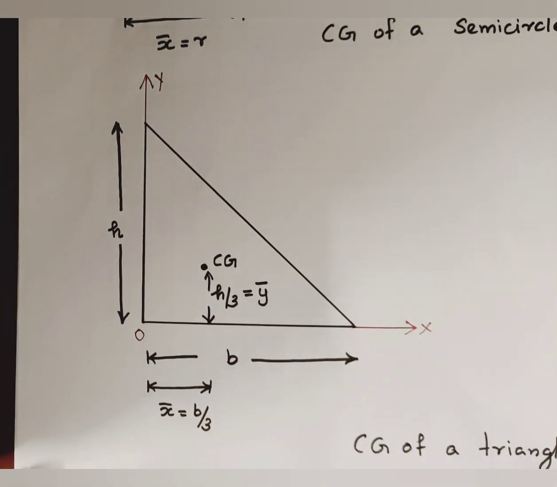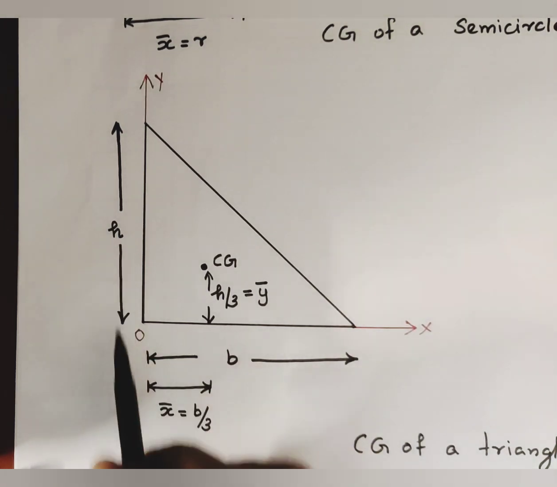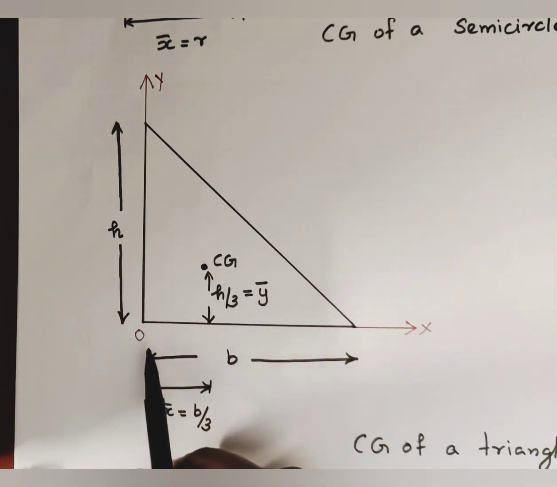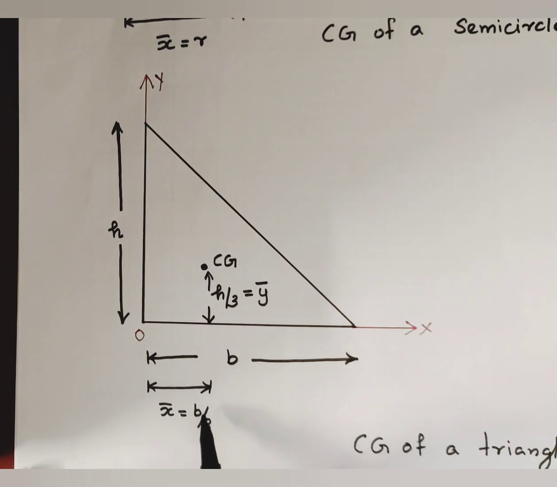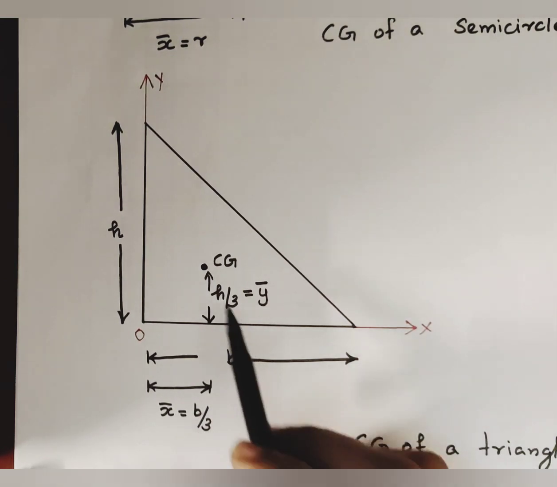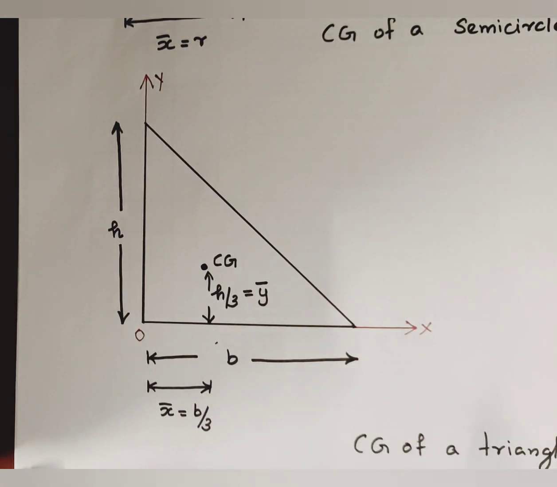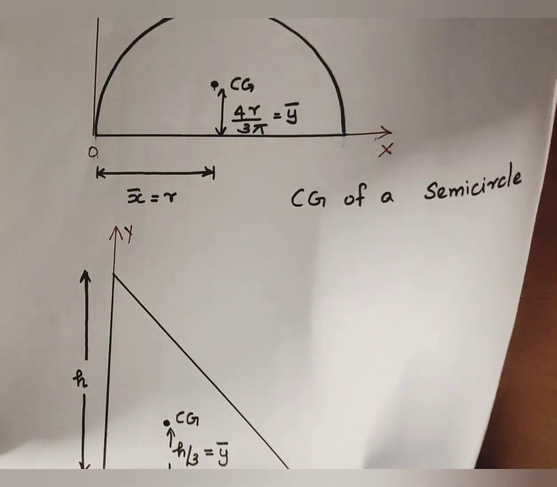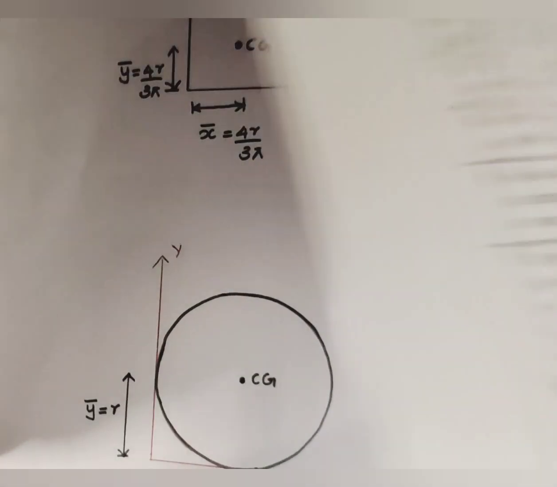Next is a triangle. Here we assume the base width as b and the height as h. This is a right triangle. With respect to the OY axis, the x coordinate is equal to b by 3 and the y coordinate is equal to h by 3. You have to learn these values by heart. The derivation is not included in your syllabus.